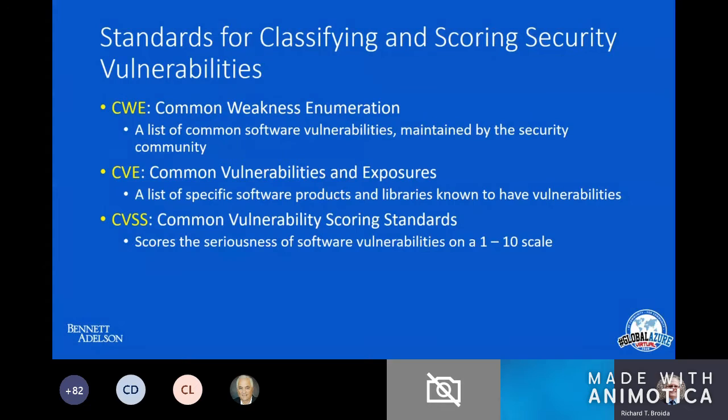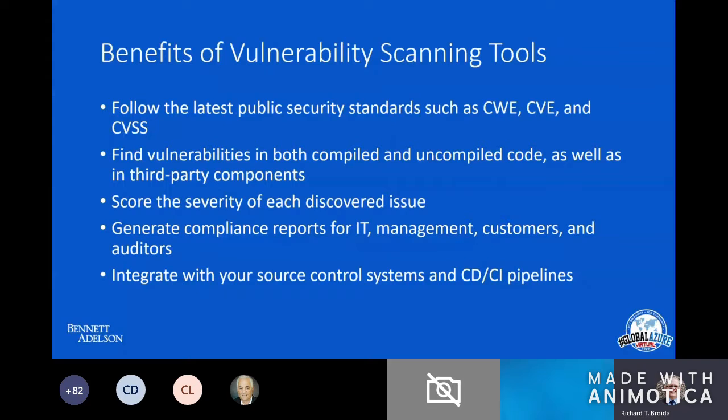And finally, CVSS is a scoring system that can rank vulnerabilities once they're discovered on a scale of 1 to 10, 10 being the worst. So if you use these tools, as I said, you'll have tools that are aware of these standards and can apply them to your application.